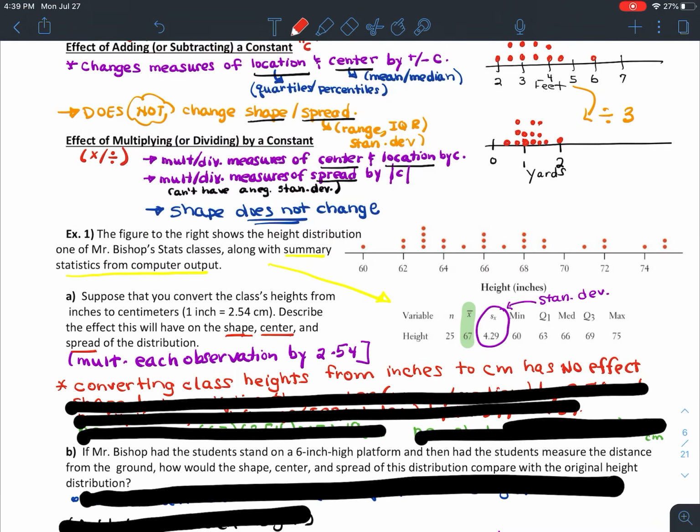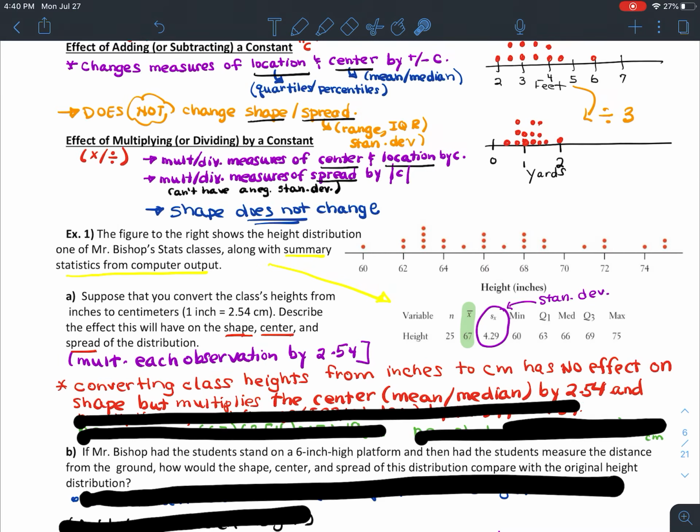Okay, so if we were to convert all of the class heights from inches to centimeters, first of all, it would have no effect on the shape. That is the one thing that is not affected. You'll notice that addition, subtraction, multiplication, and division do not affect the shape. So the shape would still have the same general trend, okay? But when you multiply, it's going to affect the center and it's going to affect the spread.